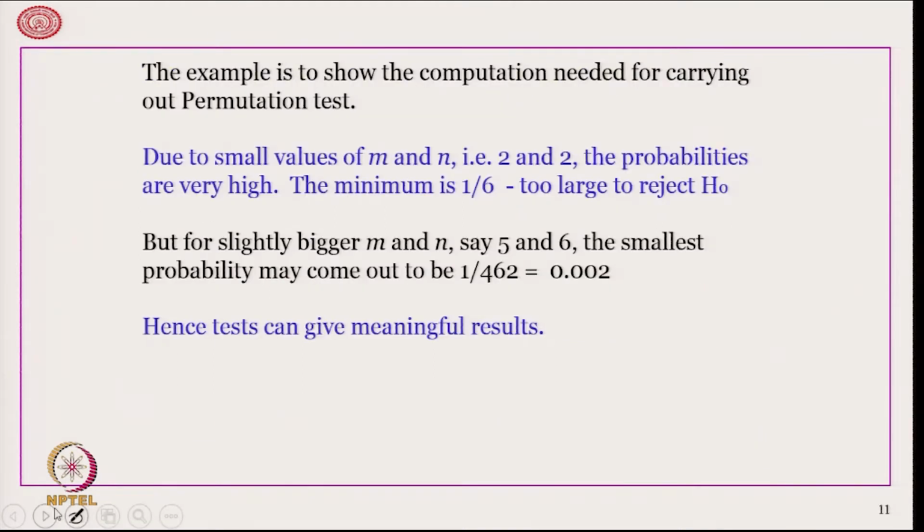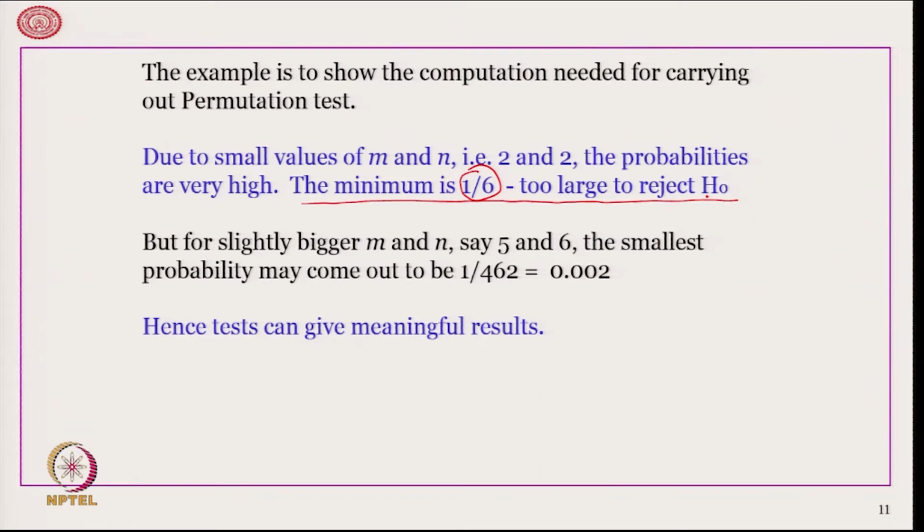The example is there to show the computation needed for carrying out a permutation test. Due to the small values of m and n, that is we have taken only 2 and 2, the probabilities are coming out to be very high. This is because the total number of permutations is 6, therefore, the minimum probability that we will get for any event is 1 by 6. It cannot be less than that. That itself is pretty high to reject the null hypothesis at say 5% level of significance.